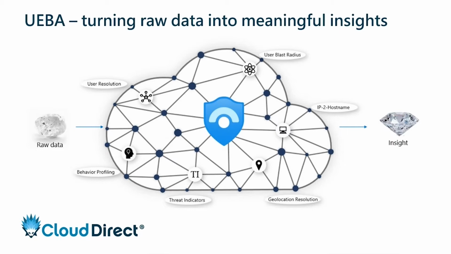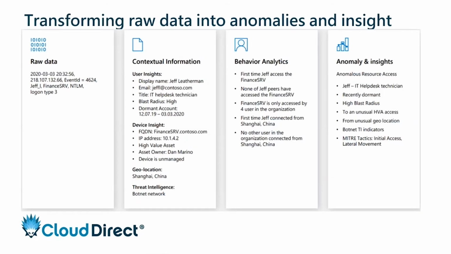And on the next slide, we've got an example of the raw data and how this gets broken down. So working from left to right, you can see the raw data being fed into Sentinel. So you've got timestamps, IP addresses, usernames, servers, and logon types. And this is where Sentinel will start breaking this down into separate pieces of information that it can evaluate.